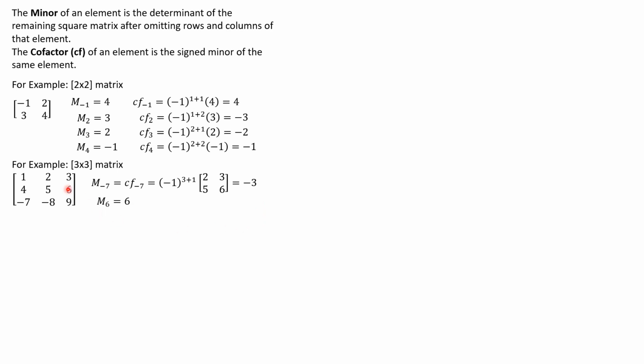The minor of element 6, after we eliminate this row and column, is 1 times -8, -8 minus -7 times 2, so plus 14, so +6. The cofactor of element 6 is plus, plus, minus, so the sign position is minus, so -6 for the cofactor of element 6.